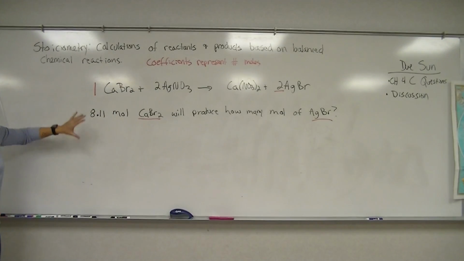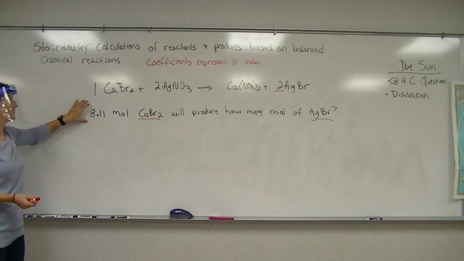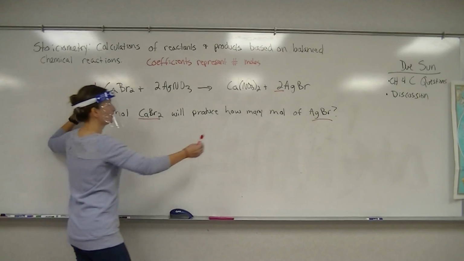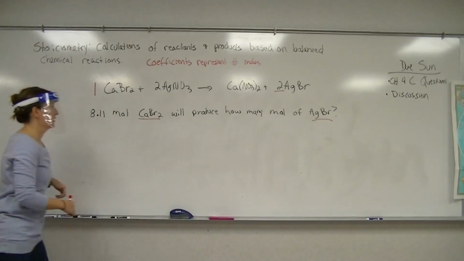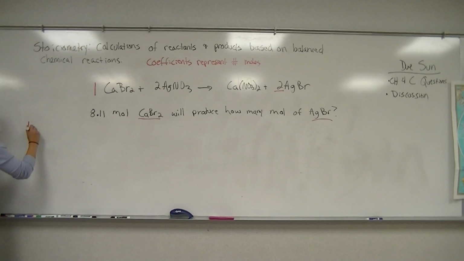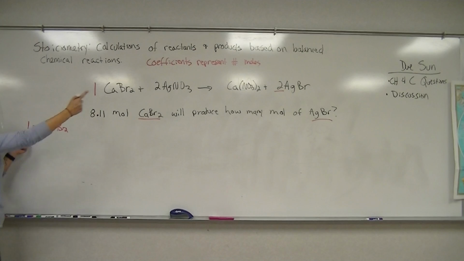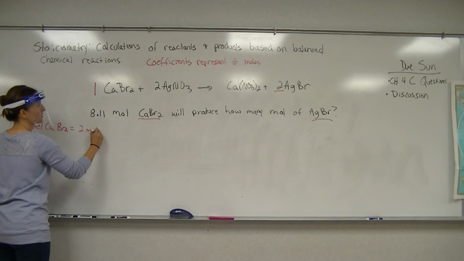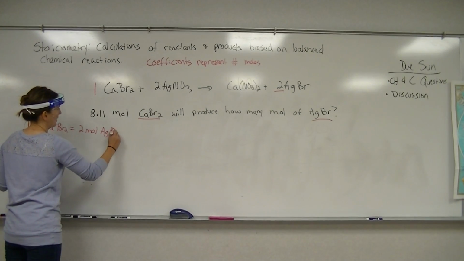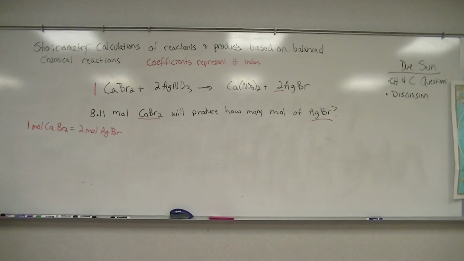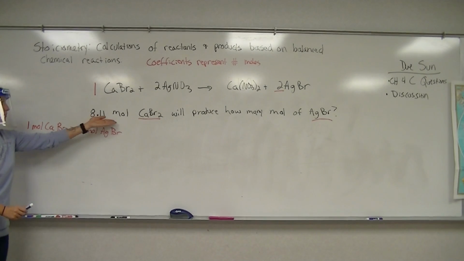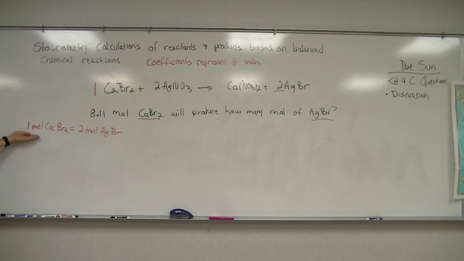So if I had 1 mole of calcium bromide, I would produce 2 moles of silver bromide. But that's not the case. The question is asking, what if you had 8.11? To figure that out, you need to use this mole ratio. This is saying that 1 mole of calcium bromide is going to equal or produce 2 moles of silver bromide. So it's just a one-step problem, because I'm going from moles of one to moles of the other, and this conversion factor will get me there.